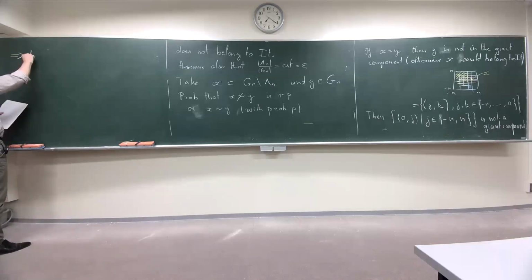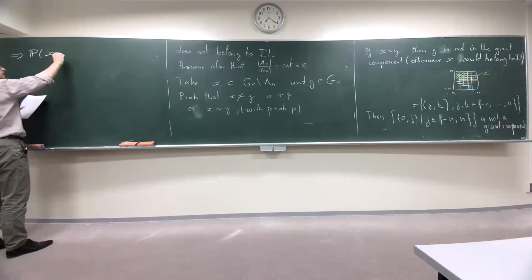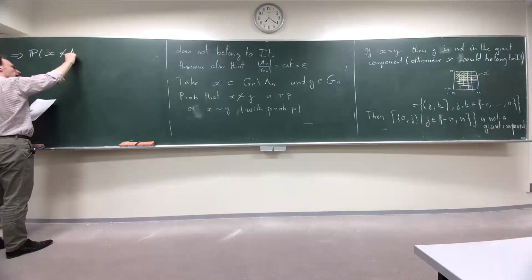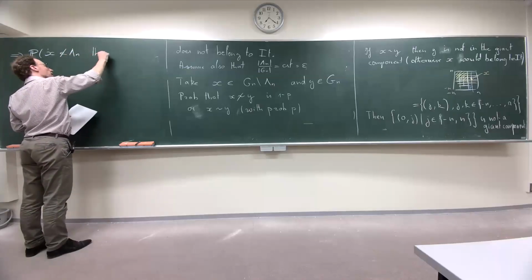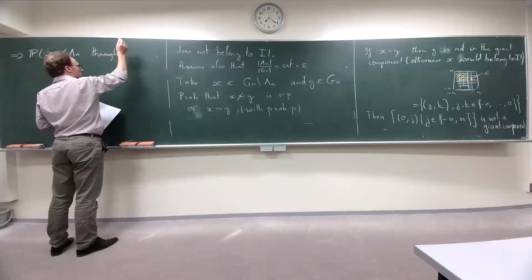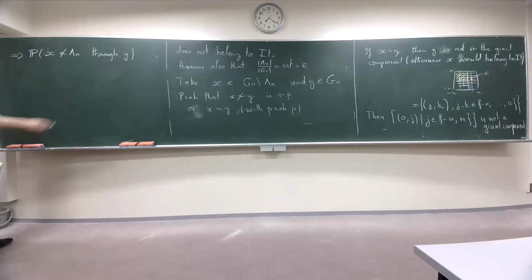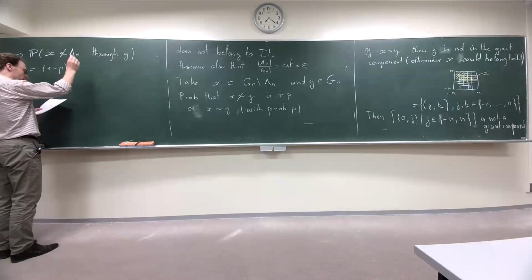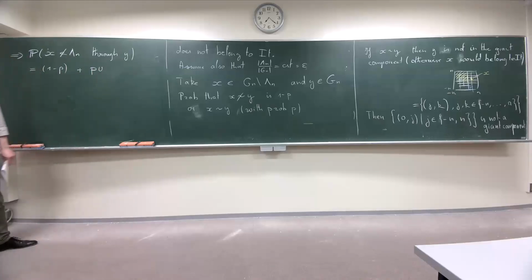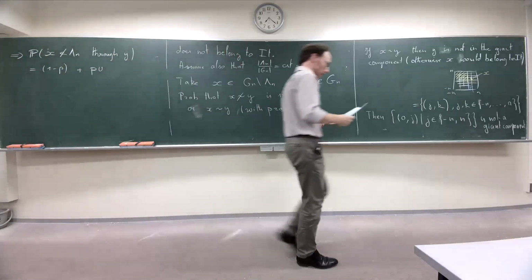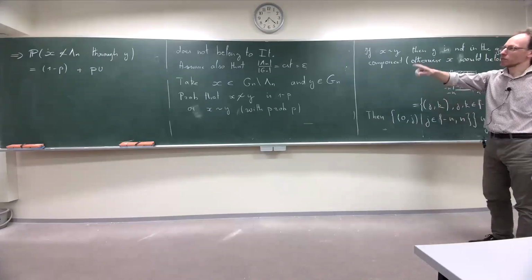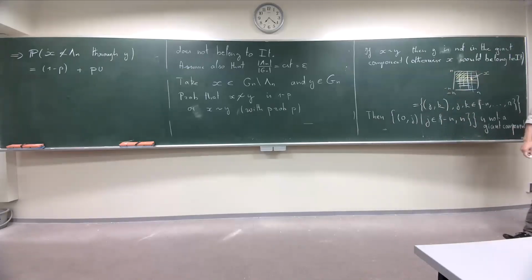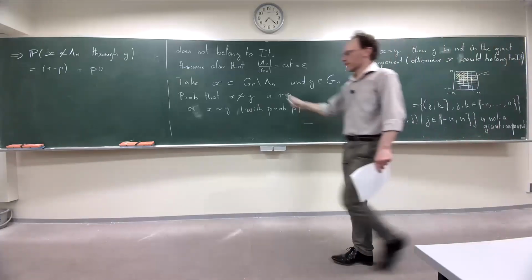So what does it imply? The probability that X does not belong to the giant component through the vertex Y is equal to 1 minus P, because if they are not connected, of course, Y cannot connect X to the giant component, plus P times U. That is the probability that X is connected to Y, but Y is not in the giant component. So think about this.